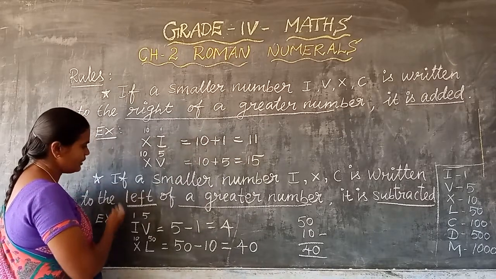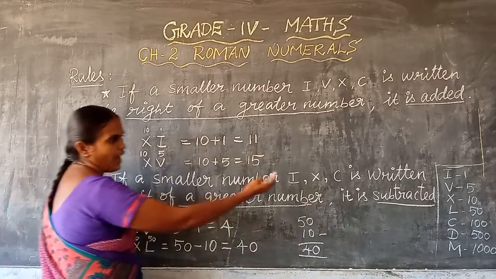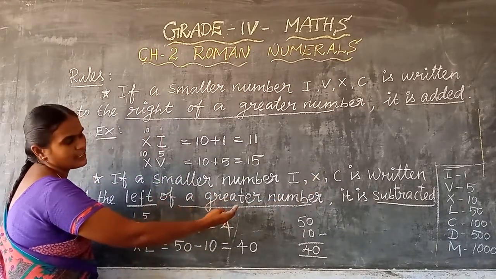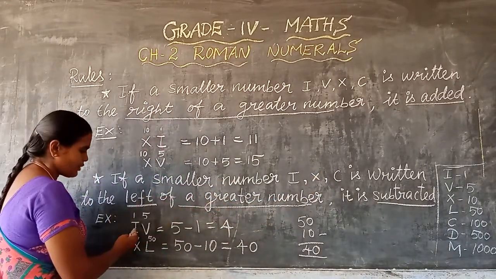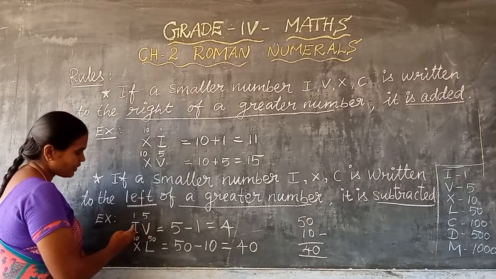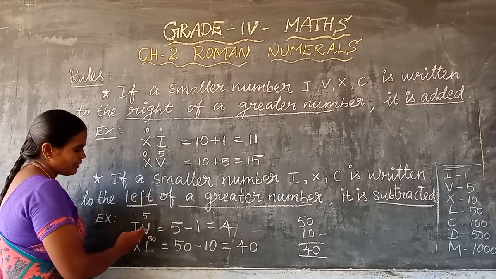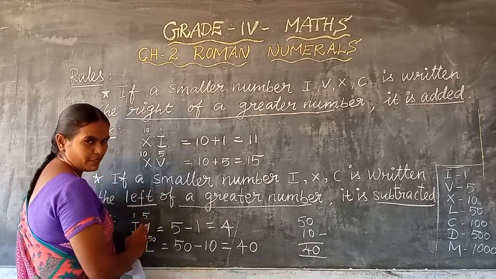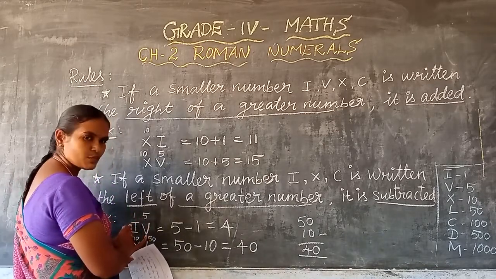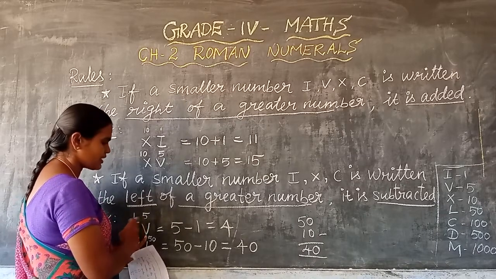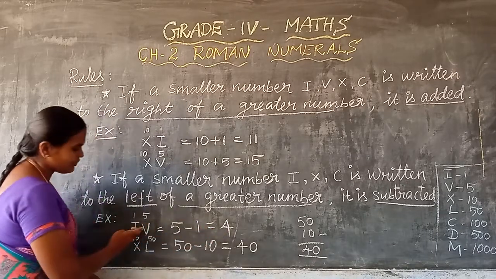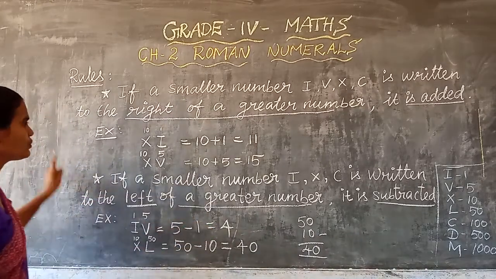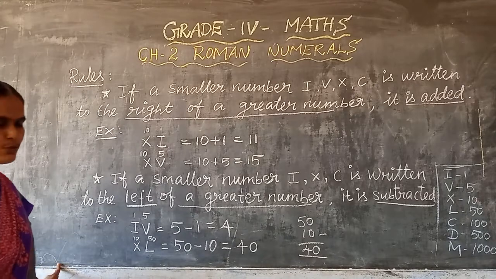This rule: if a smaller number IXC is written to the left of a greater number, it is subtracted. For example, IV. I value 1, V value 5. Which one is the greater number? V. V, left side we have the small number. So subtraction, 5 minus 1 we get 4. Value of IV is equal to 4. So, these two rules copy in your classwork note.